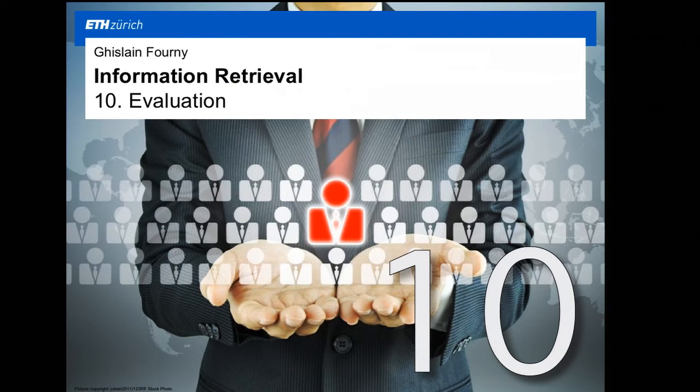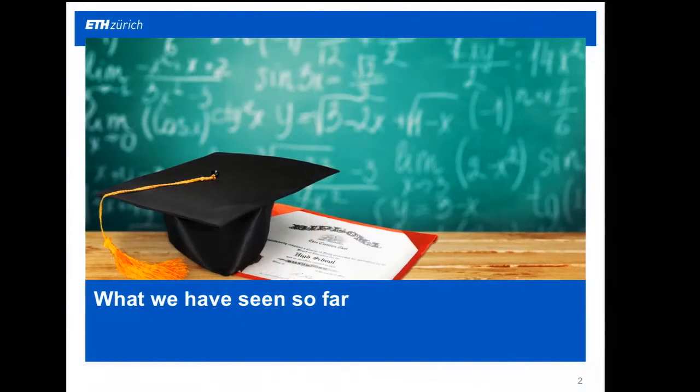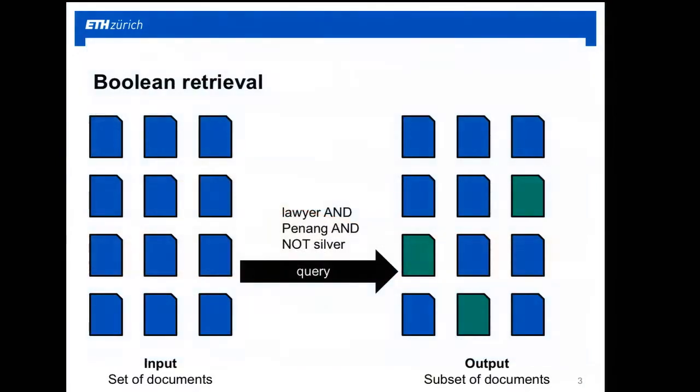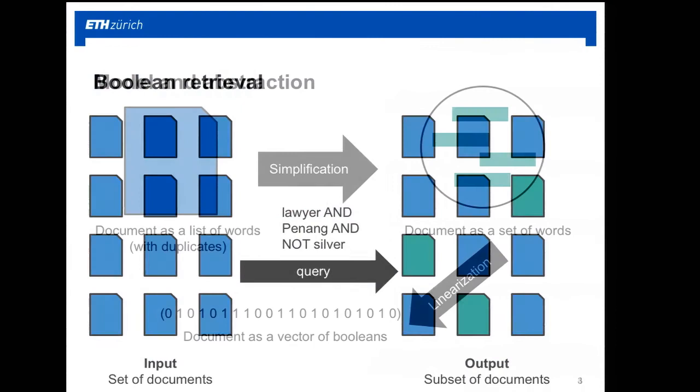So this is the last missing core part: the evaluation of an information retrieval system. I'd like to wrap things up a little bit. Just so you remember, in the first weeks of the lecture, we looked into Boolean retrieval. In Boolean retrieval, either we return a document or we don't, and that's it. So what you have is a set of documents as an output, and we had this kind of query with and, not, or, and so on.